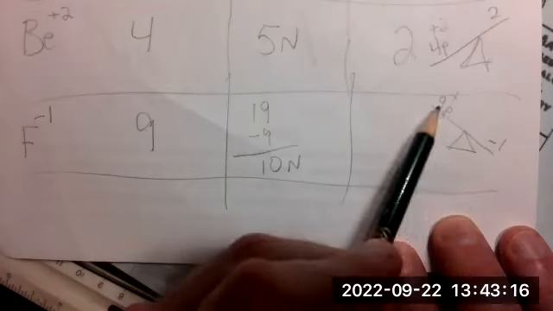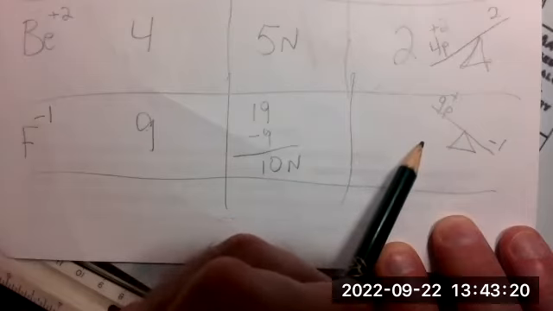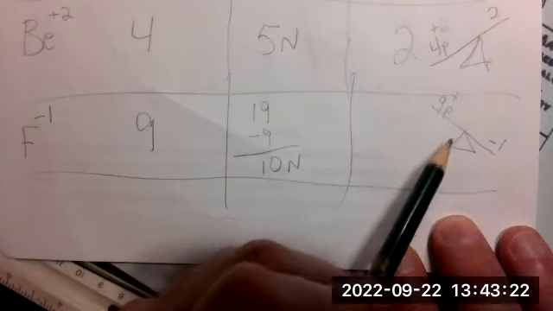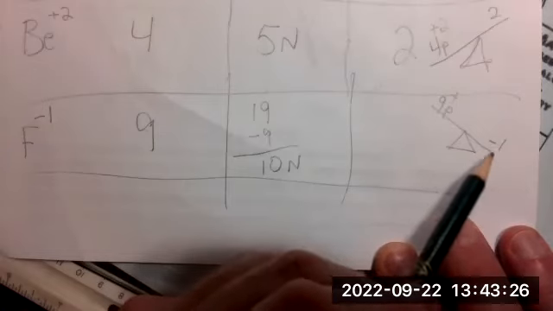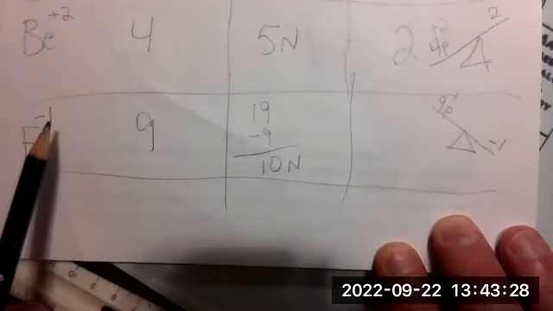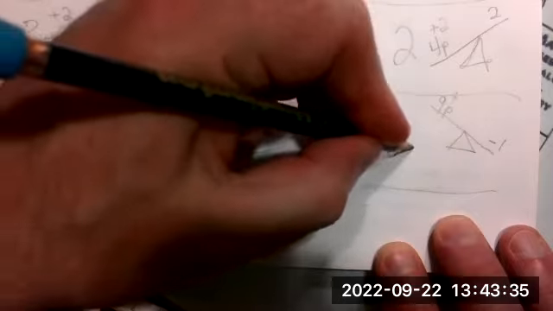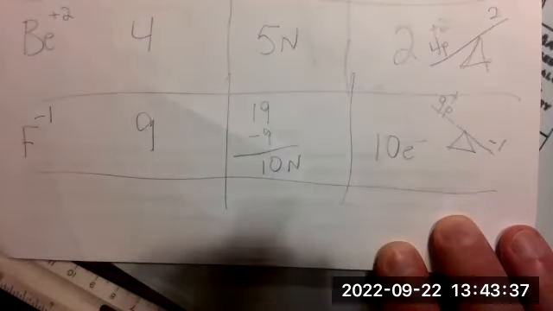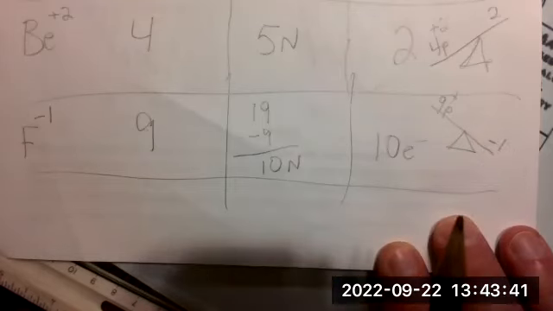You see that? If they were both 9, they'd be equal charge or no charge at all. They'd cancel each other out, 9 pluses and 9 minuses. But we now have a net charge of a -1 here, which means we have 1 extra electron. So instead of 9 electrons, we have 10 electrons. 10 negatives, 9 positives, there's a net -1 charge.